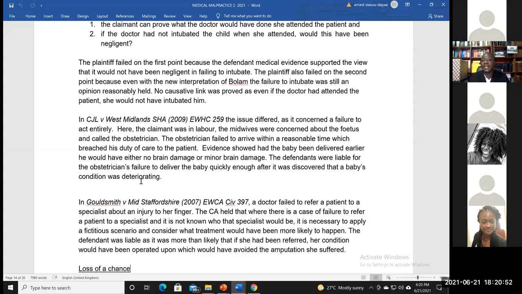Similarly, in Goldsmith against Mid Staffordshire, a 2007 decision, we see how a doctor failed to refer a patient to specialists about an injury to her finger. And the Court of Appeal, the English Court of Appeal, held that where there is a failure to refer a patient to a specialist, and it is not known who that specialist will be, it is necessary to apply a fictitious scenario and consider what treatment would more likely have happened. So the defendant was liable, as it was more than likely that if she had been referred, her condition would have been operated upon, which would have avoided the amputation she suffered.